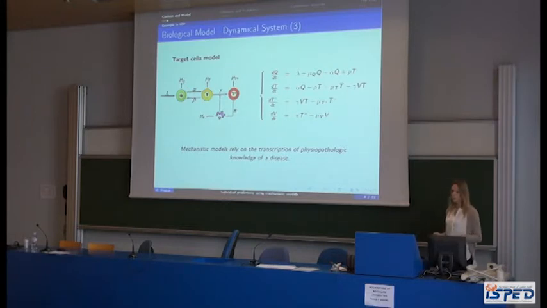And if you want to do the same in cancer, you can write a model, but you must remember that mechanistic model rely on a transcription of physiopathologic knowledge of the disease. And if you don't have the real mechanism that is behind the dynamic, then it will be very difficult to fit the data and also to have good predictions.